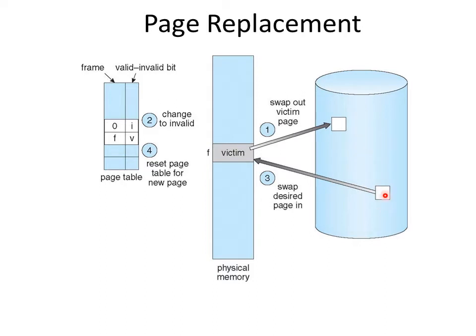Then next we have to bring the desired page, which is necessary for the execution of the current process, into physical memory. Once we bring the desired page into the free frame, we have to reset the page table for the new frame. That is, we have to change its invalid bit to valid bit so that the process can resume its execution.